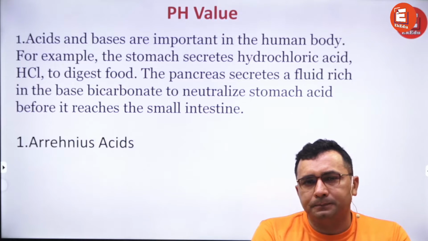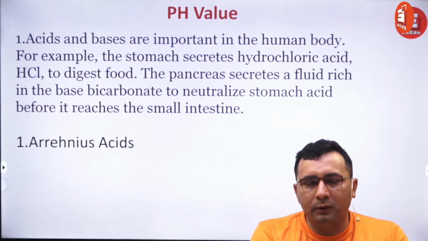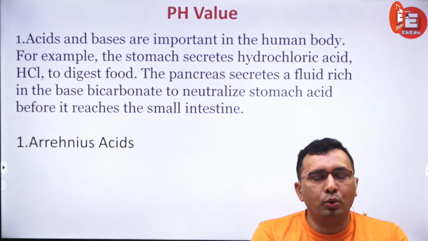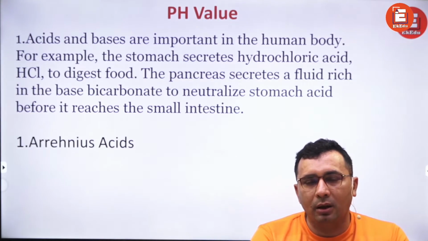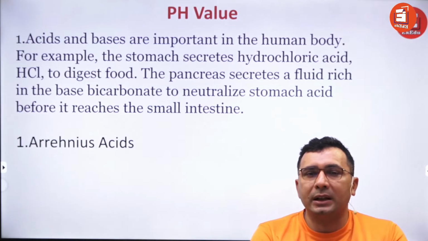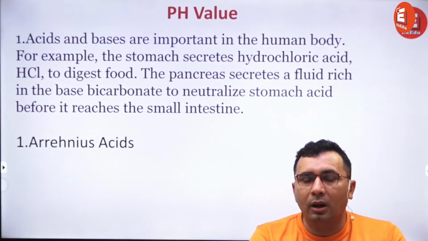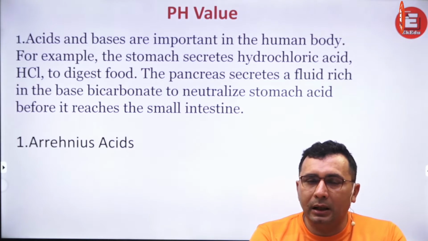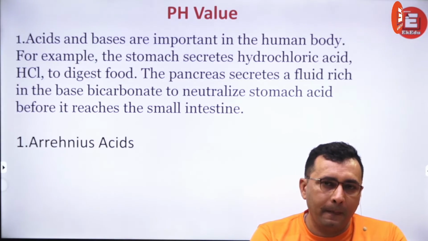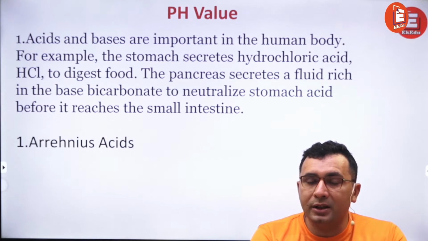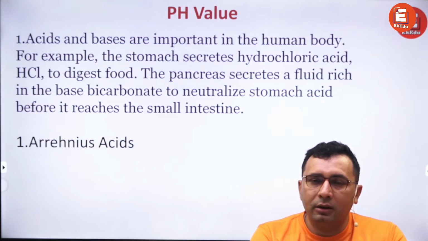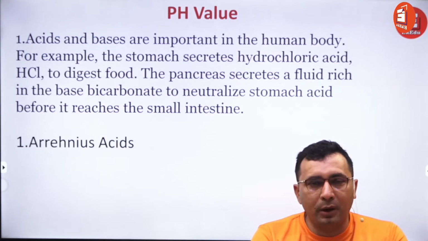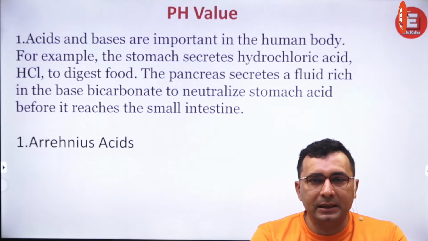Now there are different kinds of definitions available for acid and base. Actually, Arrhenius was the first scientist who tried to define acids and bases. According to Arrhenius, the substance which has tendency to release H plus ion when it dissolves into aqueous solution is known as Arrhenius acid. For example, HCl, H2SO4, HNO3, etc. And the substance which has tendency to release OH minus ion when dissolved into aqueous solution is known as base. Like NaOH, Ca(OH)2, calcium hydroxide, these are Arrhenius bases.